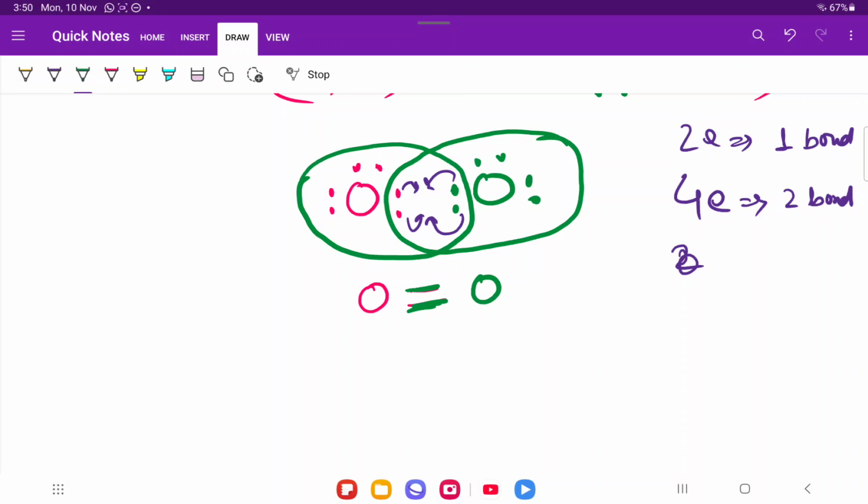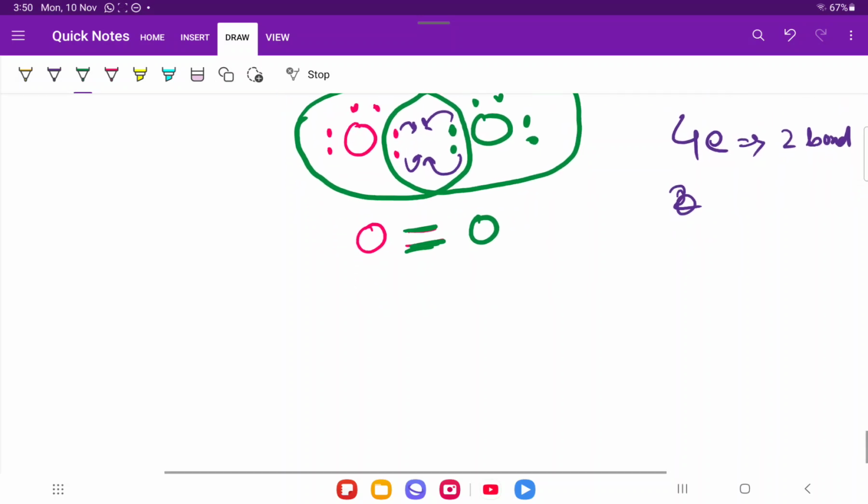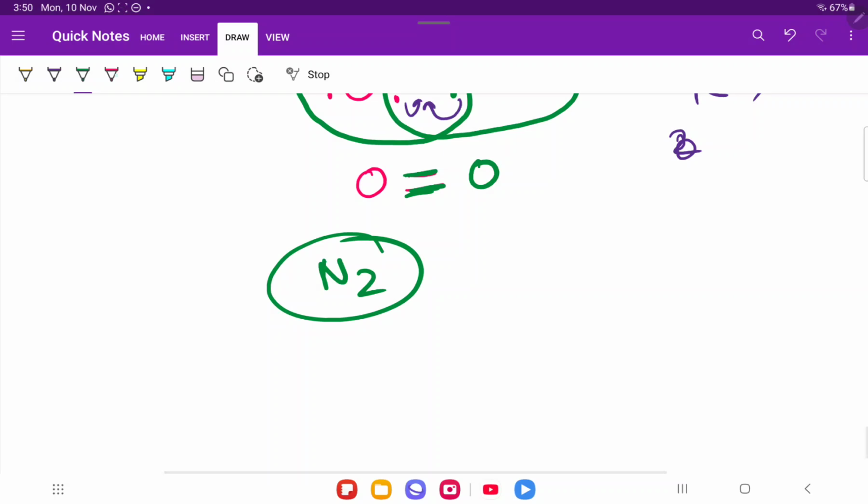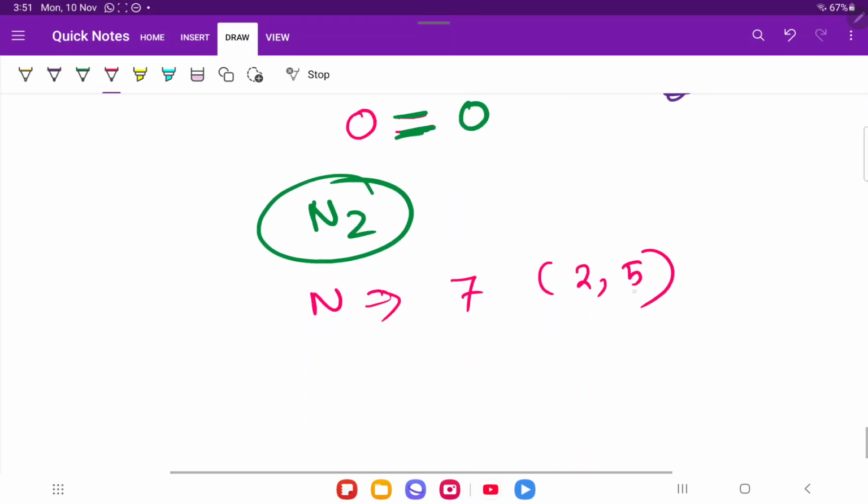Now you understood that a single covalent bond is possible, and a double covalent bond is also possible. So is there any possibility to get a triple covalent bond? Yes, the answer is yes. We'll see that in the case of nitrogen. How many electrons does nitrogen have in total? Nitrogen has 7 electrons, so the configuration is 2 and 5. How many electrons does it need to get 8? Only 3 electrons it needs.